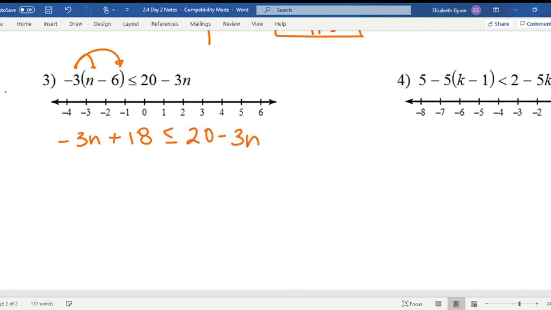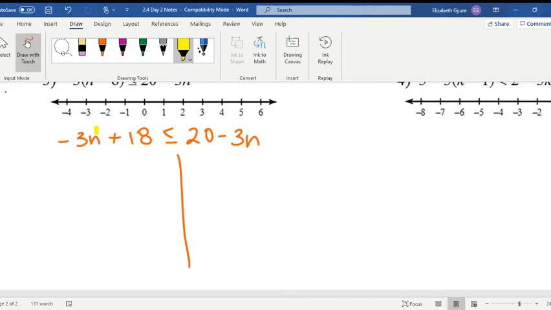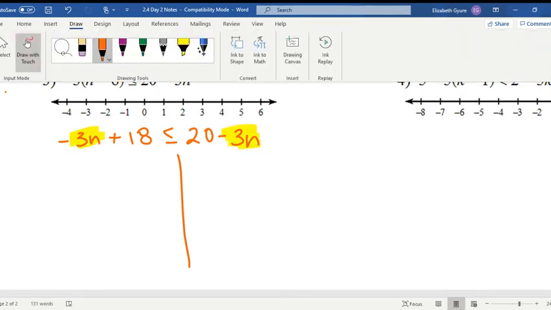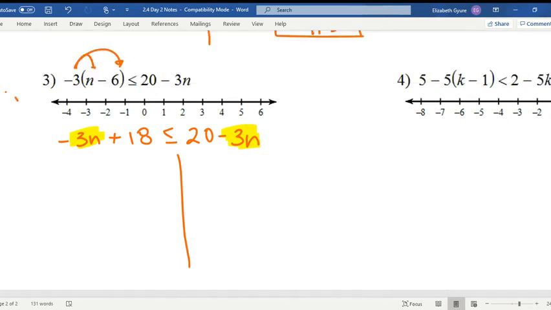People are screaming. All right, so we distributed our negative 3, and then let's put our 2 columns. We got to get all our variables on the left, all our numbers on the right. So first, negative 3n, should it stay or go? It is gonna stay. What about the positive 18? He can stay.